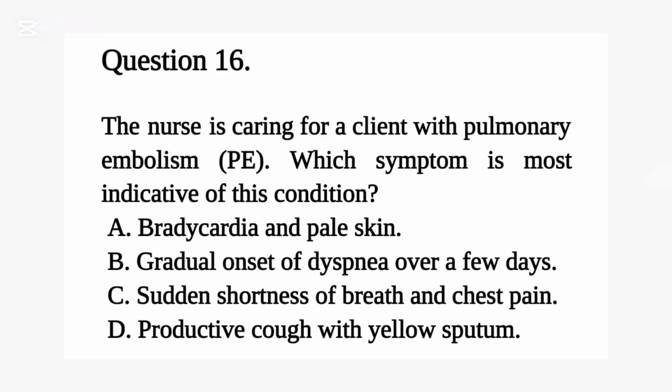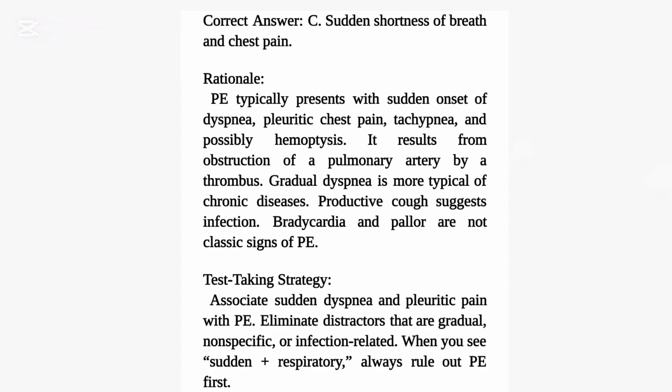Question 16. The nurse is caring for a client with pulmonary embolism, PE. Which symptom is most indicative of this condition? A. Bradycardia and pale skin. B. Gradual onset of dyspnea over a few days. C. Sudden shortness of breath and chest pain. D. Productive cough with yellow sputum. Correct answer: C. Sudden shortness of breath and chest pain.